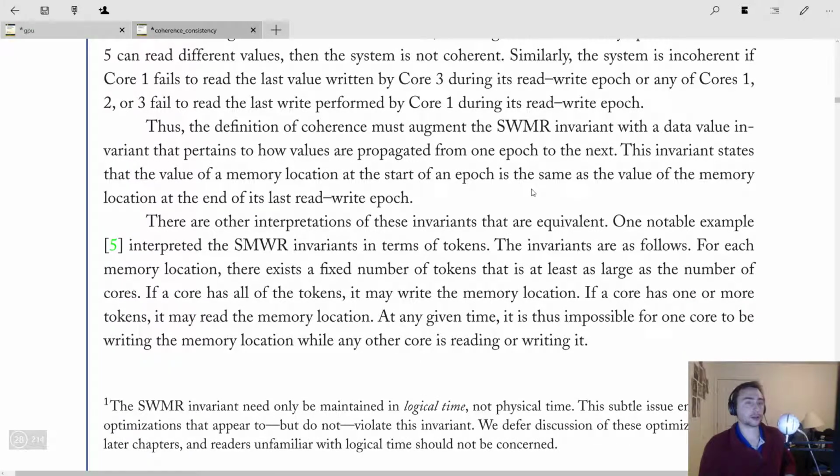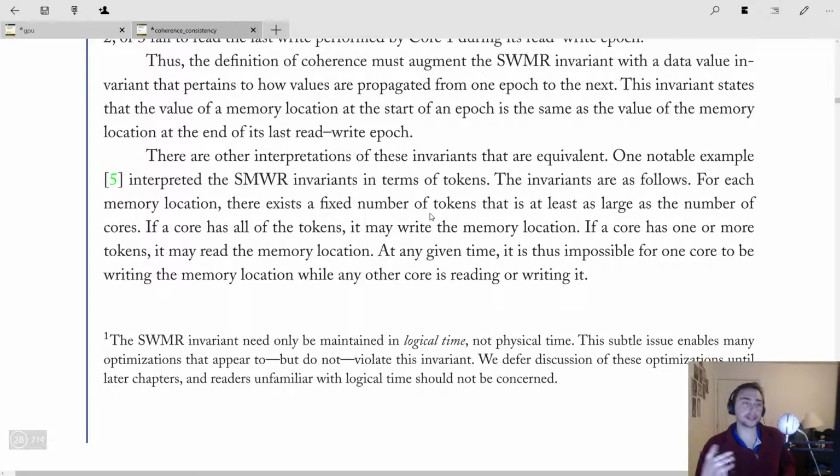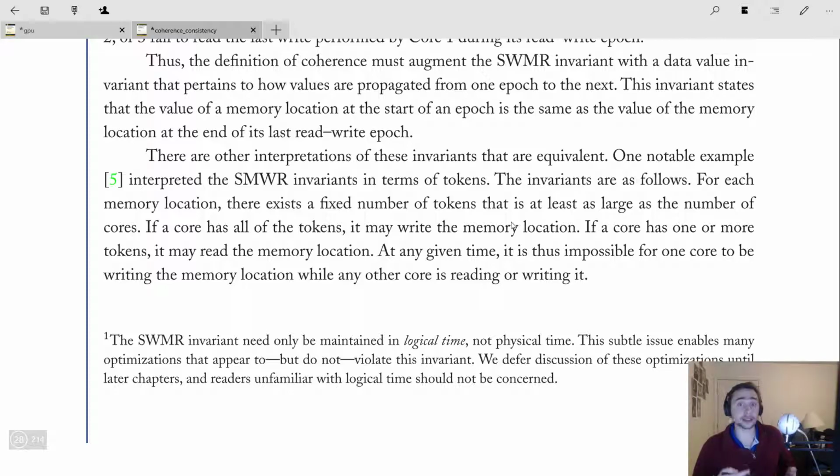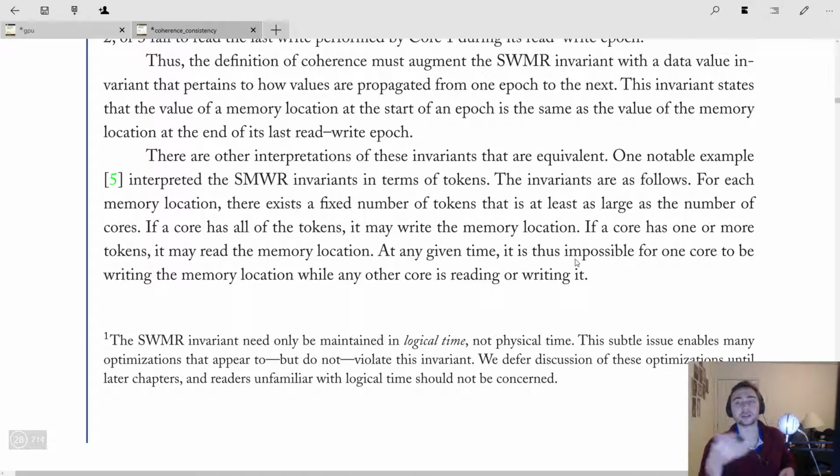Okay. There are other interpretations that are basically the same, that just use slightly different ways of saying this. One of the ways people sometimes describe it is through tokens. So there's a fixed number of tokens in the system that's at least as large as the number of cores. You can think of every core getting a token. If a core wants to write a memory location, it has to collect all the tokens from everybody else. If a core wants to read, it has to have at least one token. So that's just an alternative way of saying single writer, multiple reader.